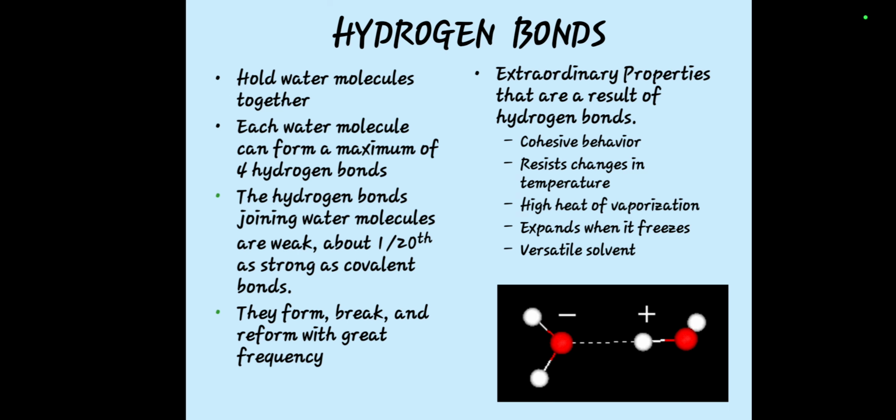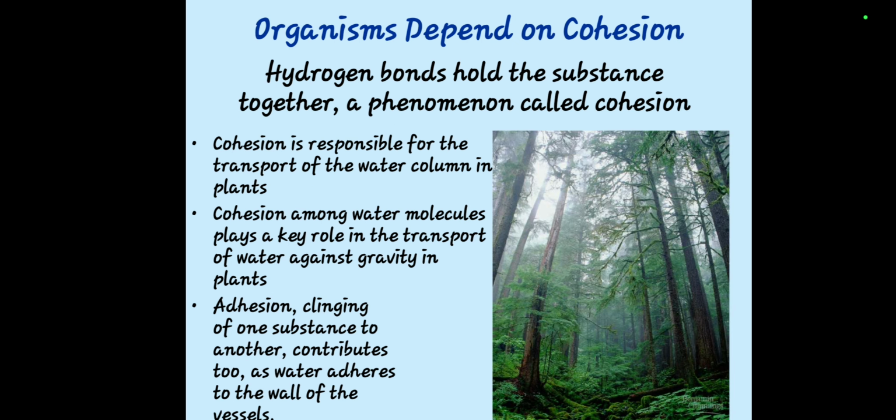Okay, let's proceed. Organisms depend on cohesion, meaning the same substances stick to each other because of mutual attraction. Cohesion is responsible for the transport of the water column in plants. Cohesion among water molecules plays a key role in the transport of water against gravity in plants.